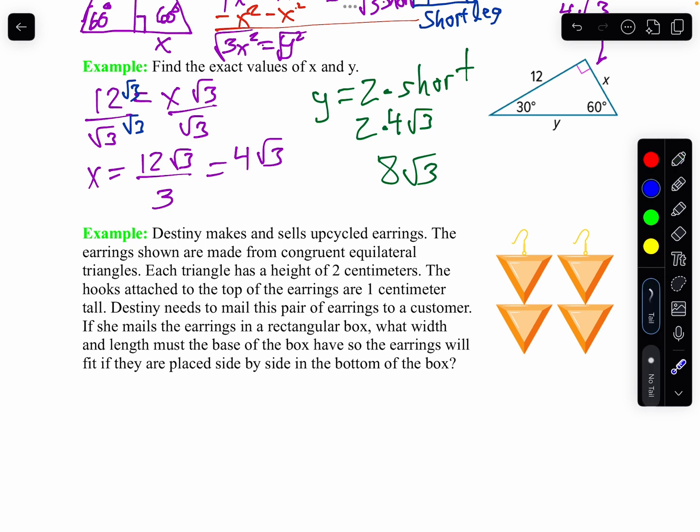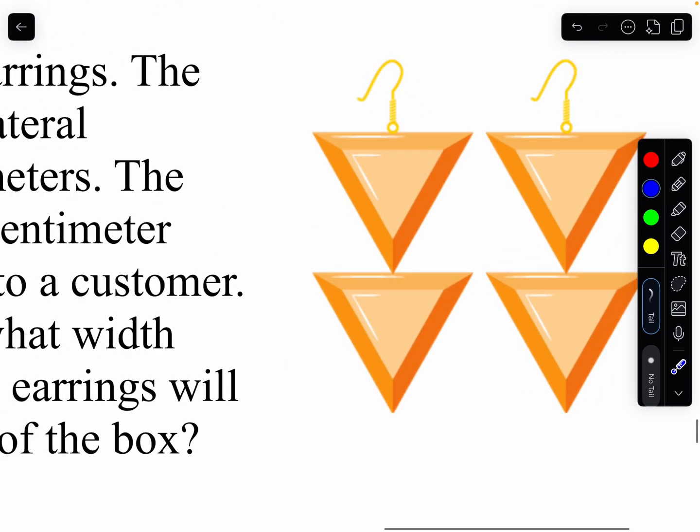It says, Destiny makes and sells upcycled earrings. The earrings are made from congruent equilateral triangles. So I'm going to use my 30, 60, 90 rule here. Each triangle has a height of 2 centimeters. So I'm going to go ahead and draw that in here. So this is 2. Whoa, I made that way too big. Oh, I was using the highlighter. That's why. Or my pointer. This is 2 centimeters.